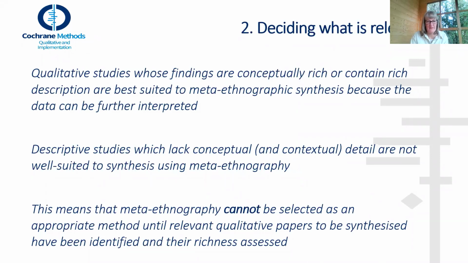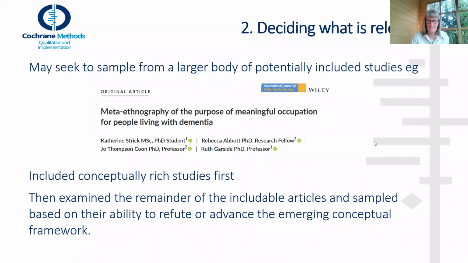Descriptive studies which lack conceptual and contextual detail aren't well suited to synthesis using meta-ethnography. So this is to flag up that it can be very difficult to say that you are definitely going to do a meta-ethnography a priori until you know the kind of qualitative papers you've got and the data within them. What you can do, if you're writing a proposal or a protocol, is say that you aim to use an interpretive approach, such as thematic synthesis or meta-ethnography, but won't decide on the approach definitively until you've identified the qualitative papers and the richness of those has been assessed. It's very hard to say up front; I've done it and I've made that mistake. You need to be more cautious in saying what you're going to do ahead of time.